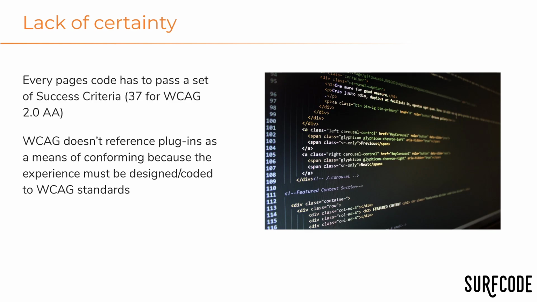Lack of certainty. So every page that we test, we run up against WCAG 2.0, typically AA, and there are 37 criteria that they need to pass to actually make your page accessible. WCAG, in their criteria, does not actually list any plugins in general as being a means of conforming, because really it does depend on the plugin.